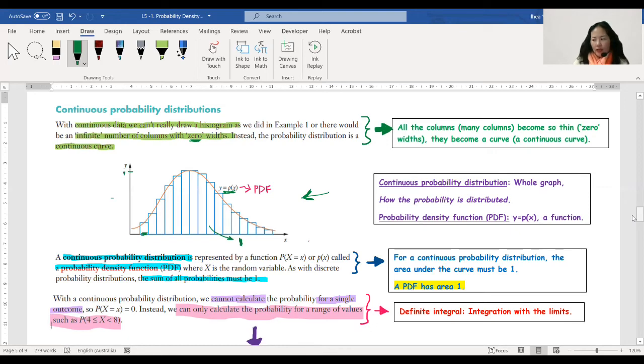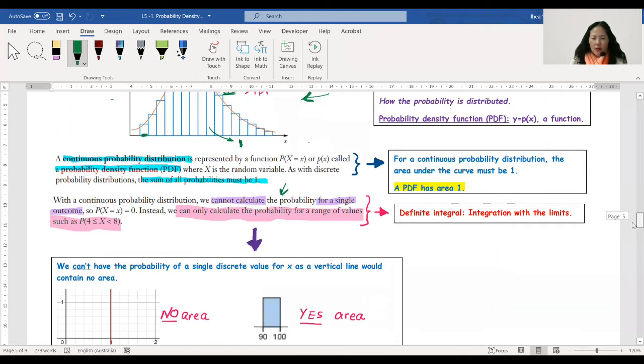Let's have a look at this part now. All right, what does it say here? With a continuous probability distribution, we cannot calculate the probability for a single outcome, like with discrete. Instead, we can only calculate the probability for a range of values. What does that mean? It means we're going to use integration, because we're talking about area here, and we're talking about limits, a range of values.